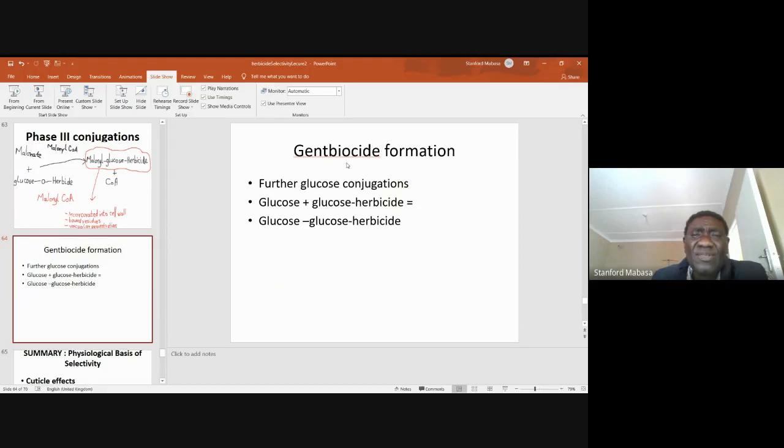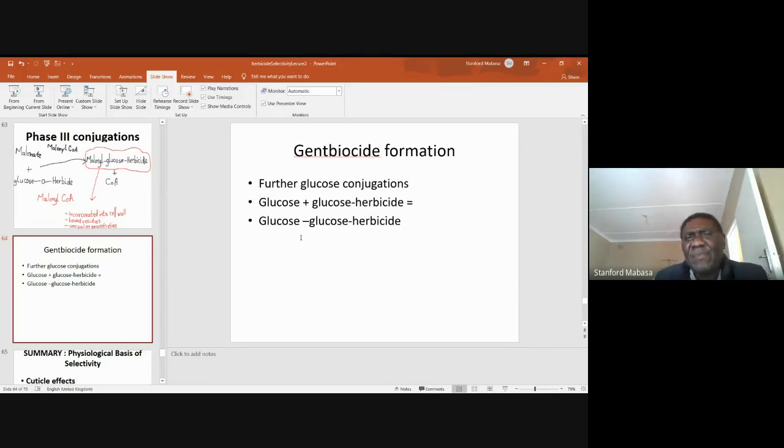Again, there's something called the joint biocide formation, where you add further glucose conjugations. You add glucose to glucose herbicide, then you get the result of glucose glucose herbicide. That structure is no longer toxic. So that will fix the herbicides.